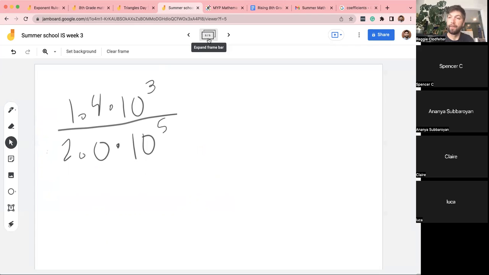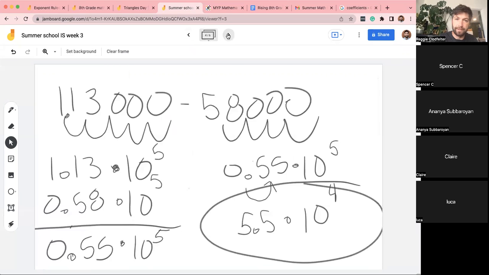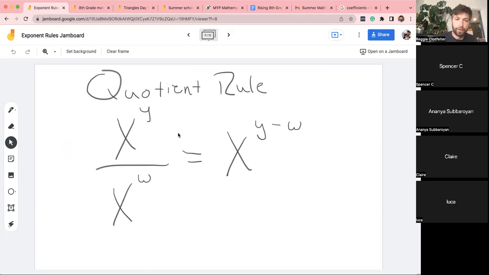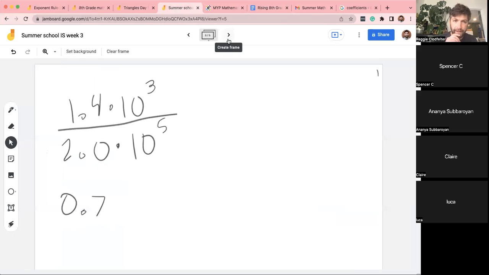So first, I divide my coefficients. I do 1.4 divided by 2, and I get 0.7. So I've divided my coefficients right there. I then use my exponent rules. In this case, since I'm dividing, I use the quotient rule on my tens. So the quotient rule tells me that if I have a number to an exponent, divided by that same number to an exponent, I subtract the exponents. So in this case, I have 10 to the 3rd divided by 10 to the 5th.